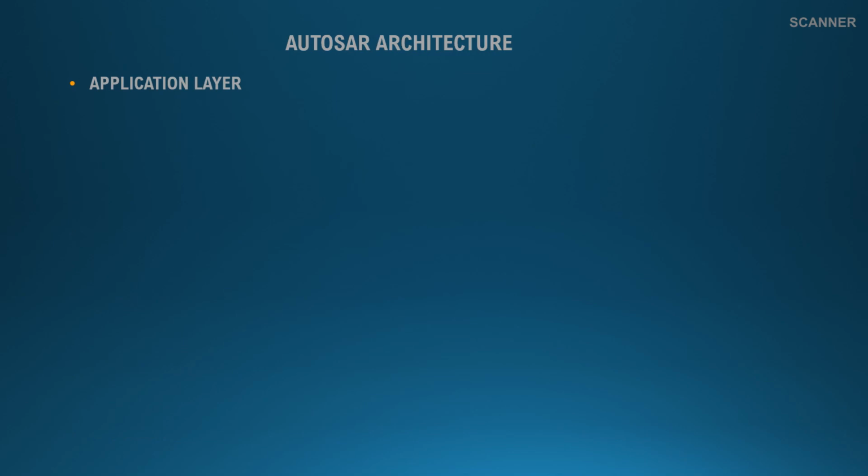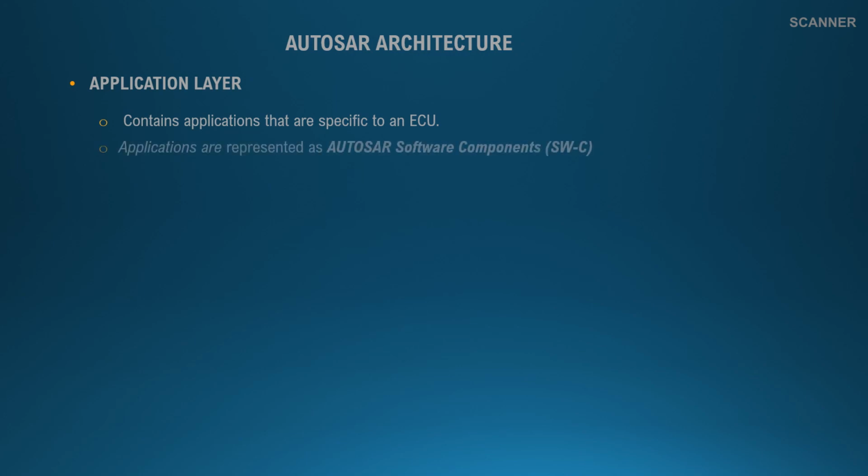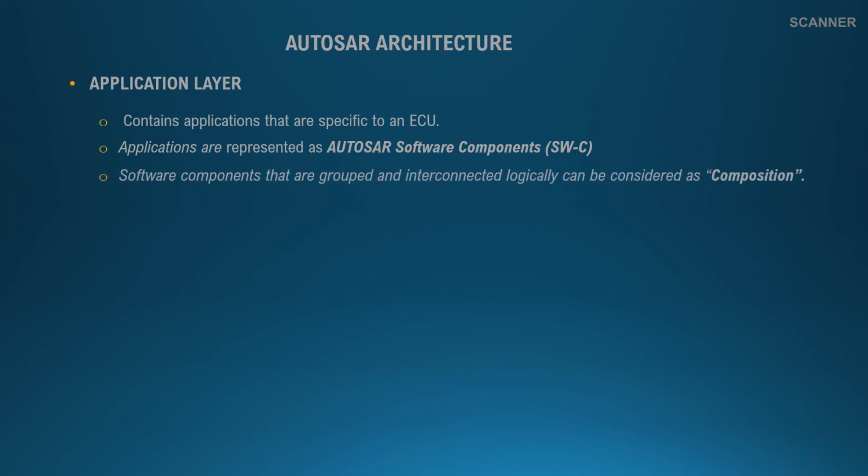The final layer in the architecture is the Application Layer. In AUTOSAR architecture, the Application Layer is the topmost layer and it contains applications that are specific to that particular ECU. These applications are represented as multiple AUTOSAR software components or SWCs, and these constitute the simplest form of an application with certain functionality. Multiple software components that are grouped and interconnected logically can be considered as a composition. AUTOSAR infrastructure capabilities make software components independent from the type of microcontroller, type of ECUs, and location of the other SWCs with which the component interacts.